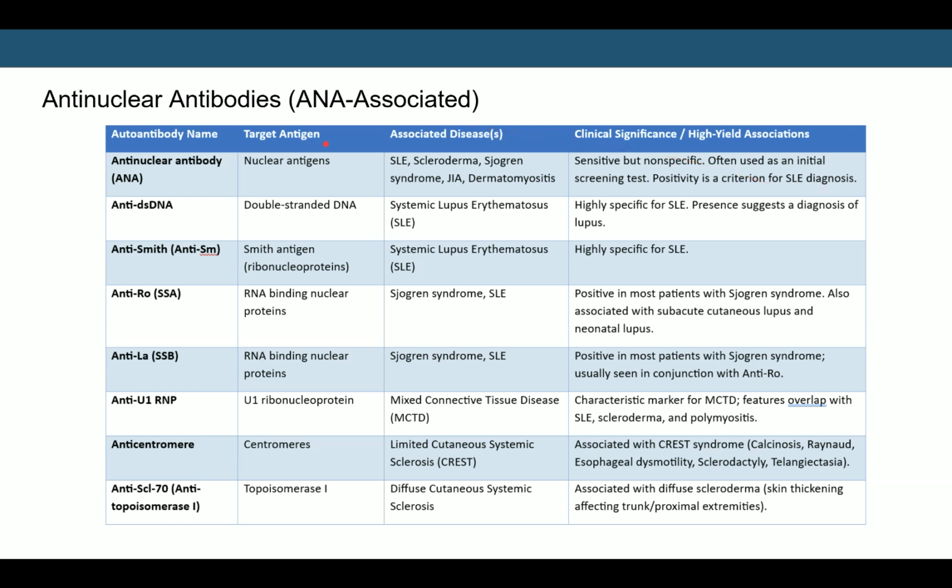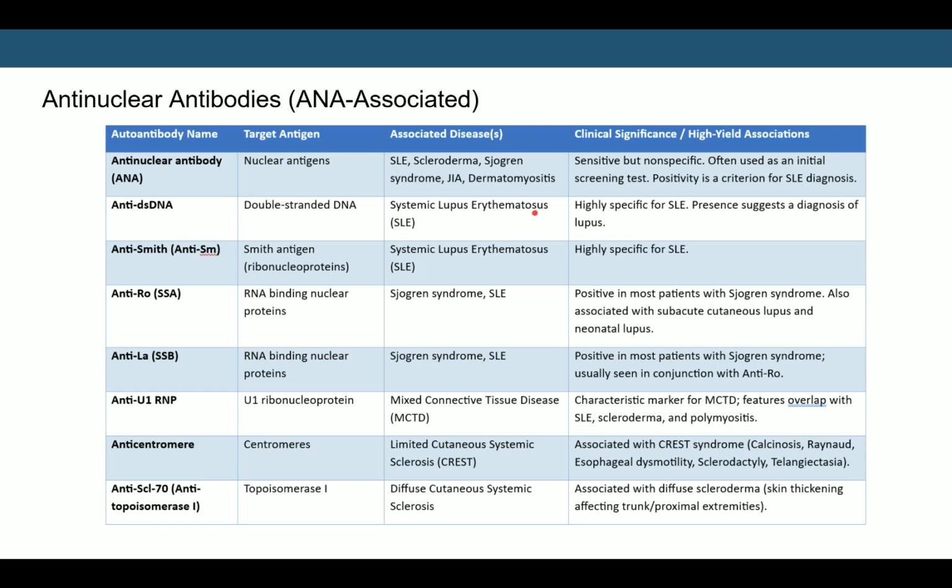The target antigen is going to be the nuclear antigens, and it's associated most commonly with SLE, but also with scleroderma, Sjogren's syndrome, juvenile idiopathic arthritis, and dermatomyositis. The second one is going to be more specific for SLE. It's going to be called anti-double-stranded DNA. The target antigen is double-stranded DNA, and it's associated with systemic lupus erythematosus, and its presence suggests a diagnosis of lupus.